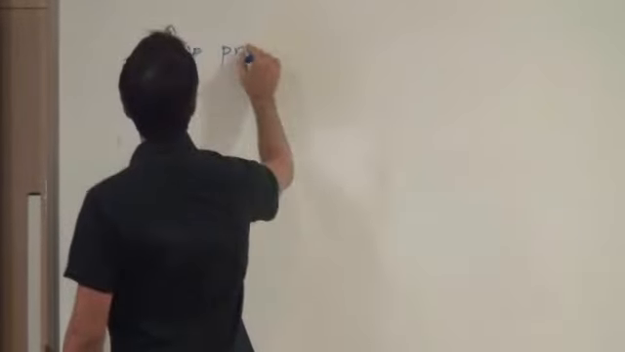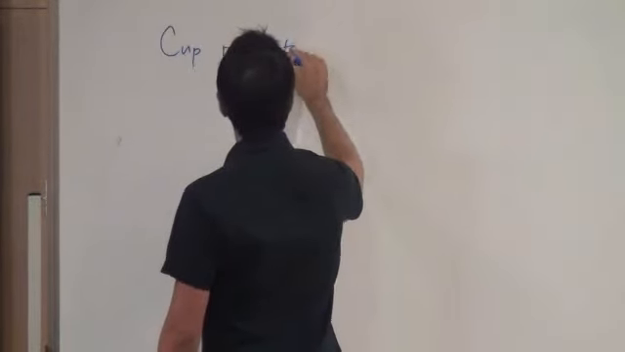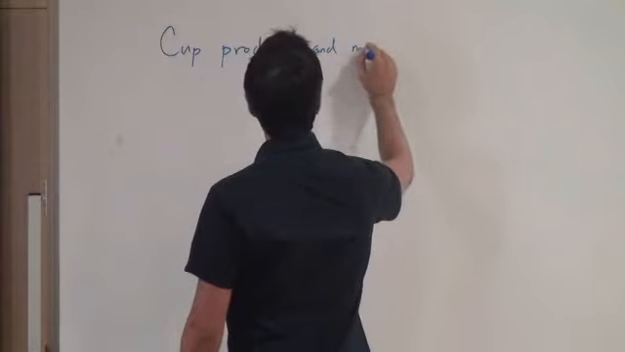So actually I've changed the title of my second talk slightly. I'm going to talk about cup products and modular symbols.